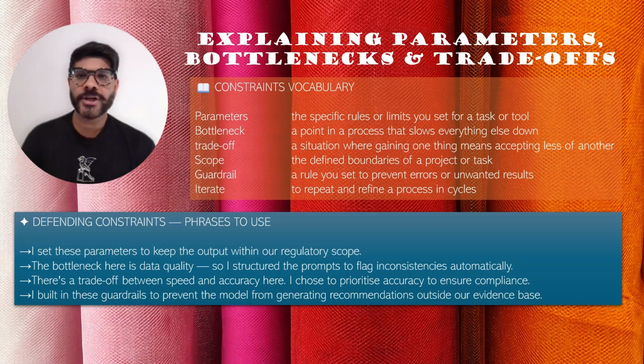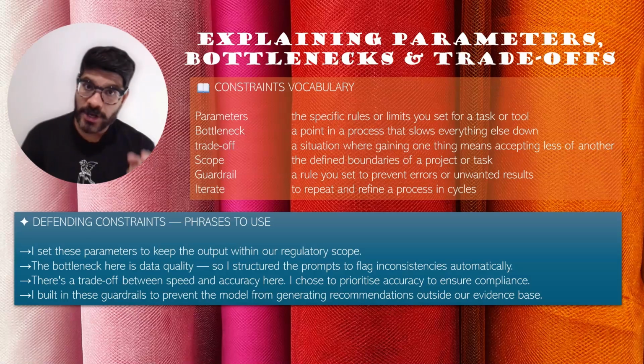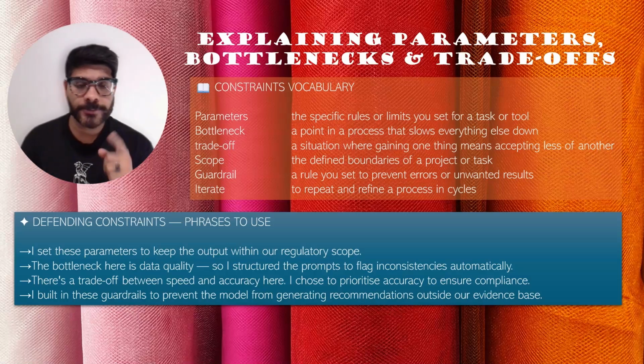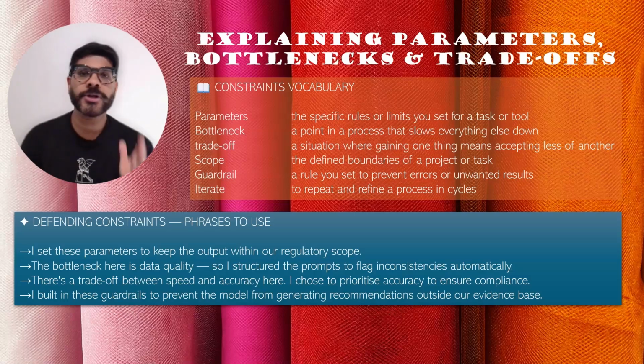So this is the English that earns trust in meetings. When you can name a trade-off calmly, explain a bottleneck clearly, and defend the parameter with purpose, people stop questioning the process and start trusting your judgment.